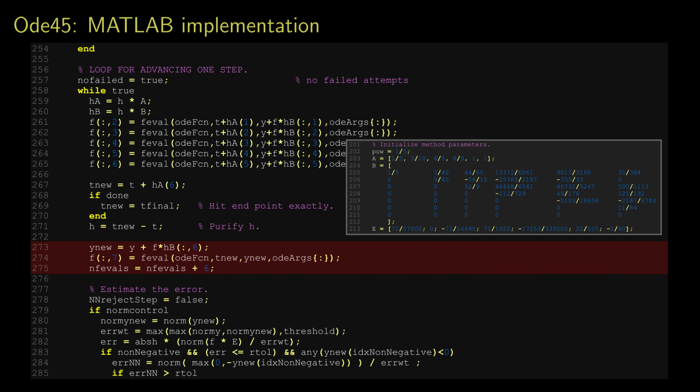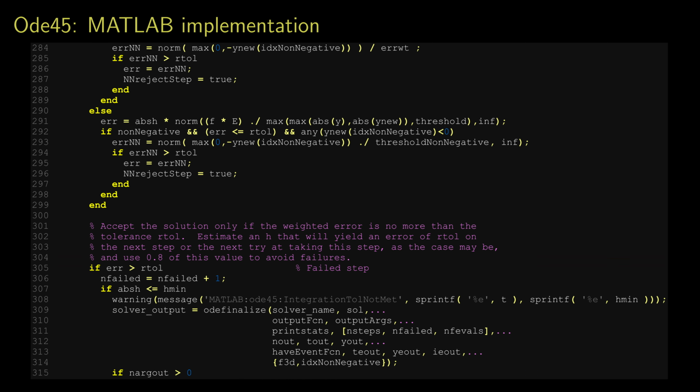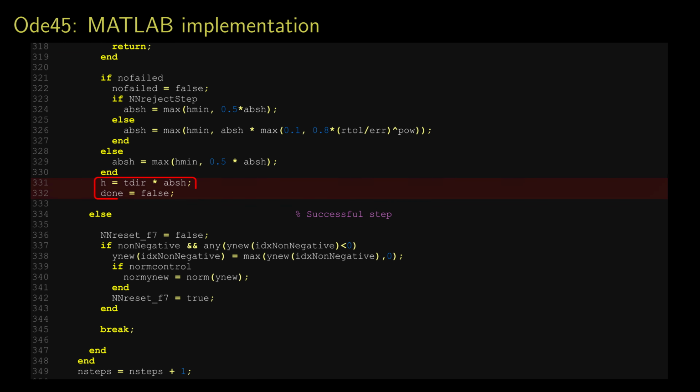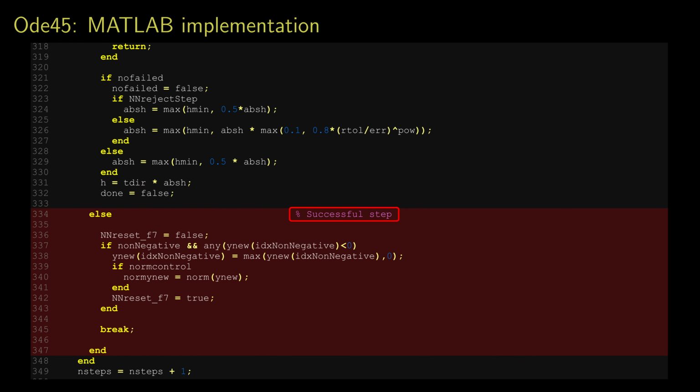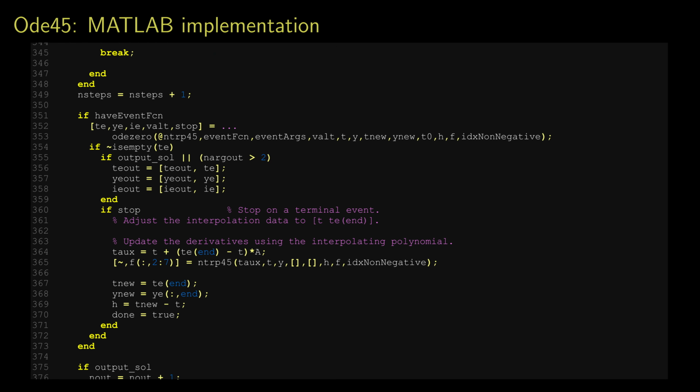Here we calculate the 7th k value as mentioned before. In this step, we calculate an estimation of the error using the first method and the second. And down here, we check if the error is under an acceptable boundary or not. If it is not, we tell the integrator to repeat the step with a smaller time step, and if it is, we are done. This is repeated until we hit our final endpoint.